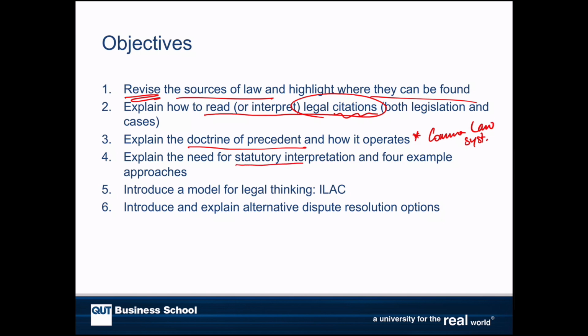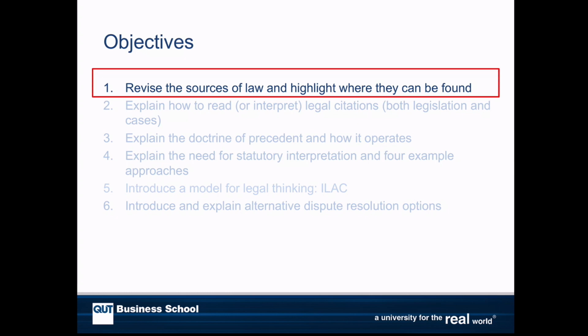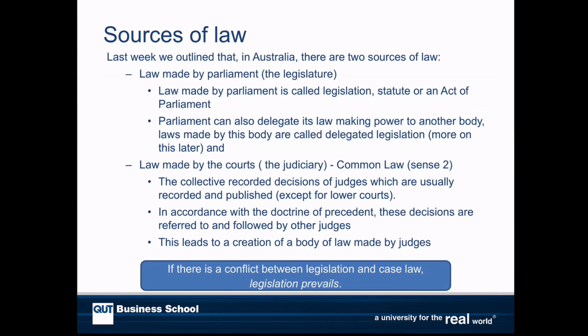We also want to know what happens if a statute is unclear. So we're going to look at statutory interpretation, and we're just going to give four example approaches. We're not going to do it in detail, but give us a sense of how lawyers and judges approach a statute, particularly if it's unclear. Then we're going to look at a model for legal thinking that we use in the rest of the course, the ILAC method, before we finally finish with a little bit about alternative dispute resolution. So let's have a look at the sources of law and where we can find them.